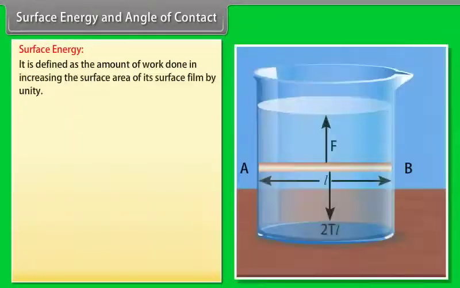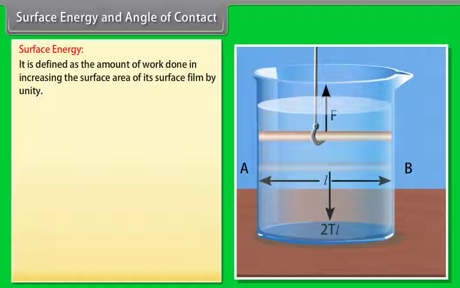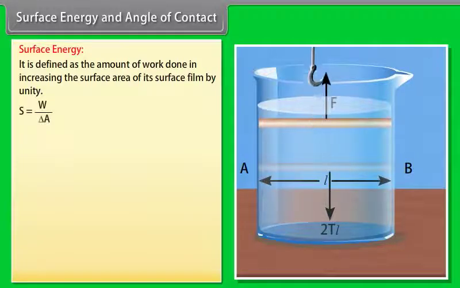Surface energy and angle of contact. Surface energy is defined as the amount of work done in increasing the surface area of its surface film by unity. Surface energy is equal to work done divided by increase in area. Its SI unit is joule per meter square.